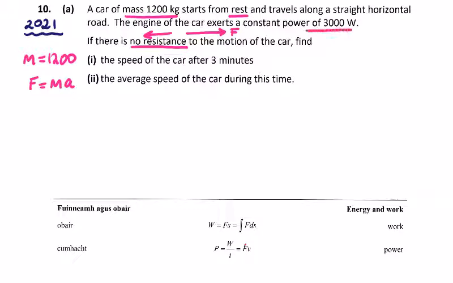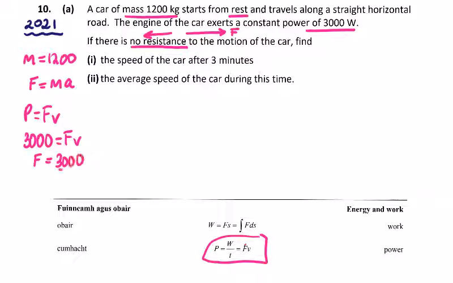And we're told power is 3000 watts, so just taken from the tables, power is equal to force over velocity. Force times velocity, we're going to get 3000 is equal to F times V. So the force driving this is 3000 over V. So we have force is equal to ma. So 3000 over V is equal to the mass times acceleration.